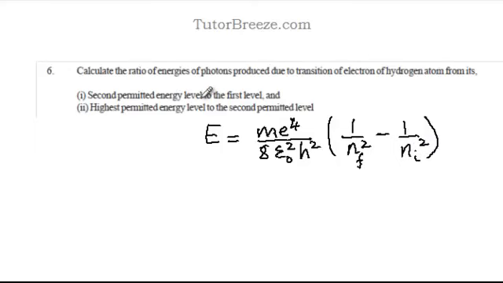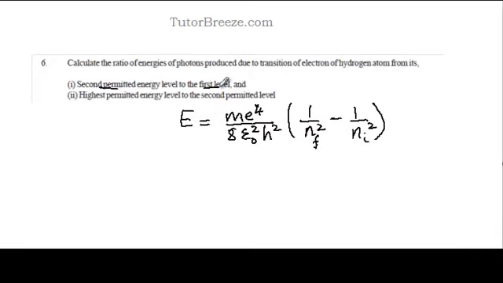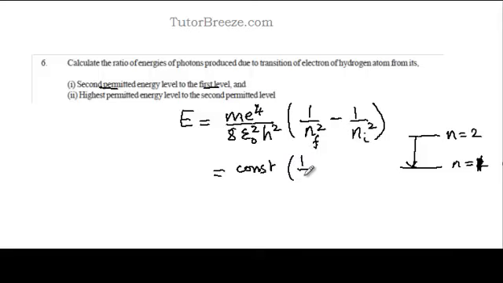Now in this case, the transition is being made from the second permitted level to the first level. So if this is the transition from n equal to 2 to n equal to 1, then in this case n final would be 1. We'll put this as a constant. So we have this constant times 1 over 1 square minus 1 over 2 square. So this is the energy emitted when the transition is from state 2 to 1.